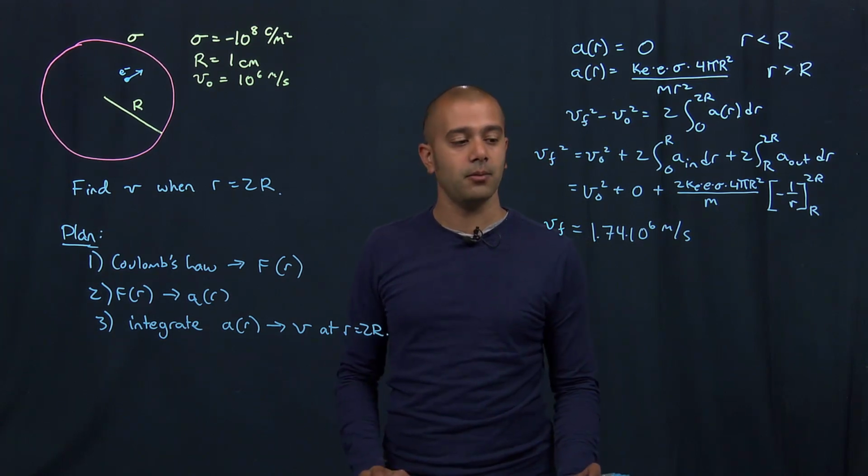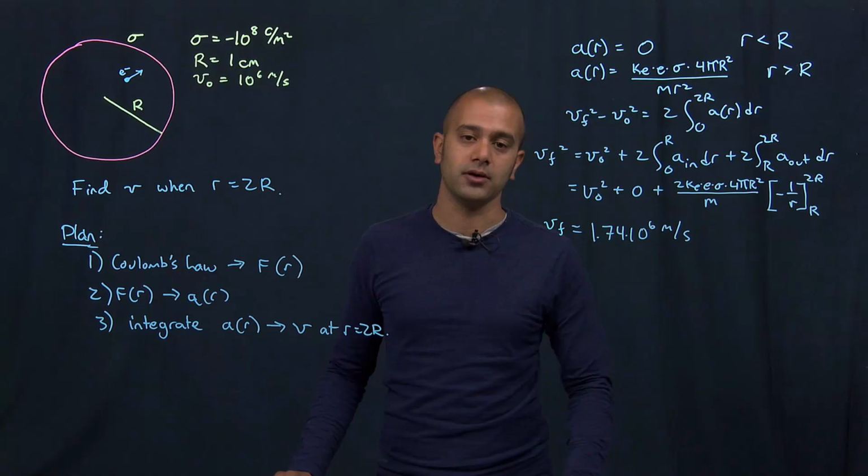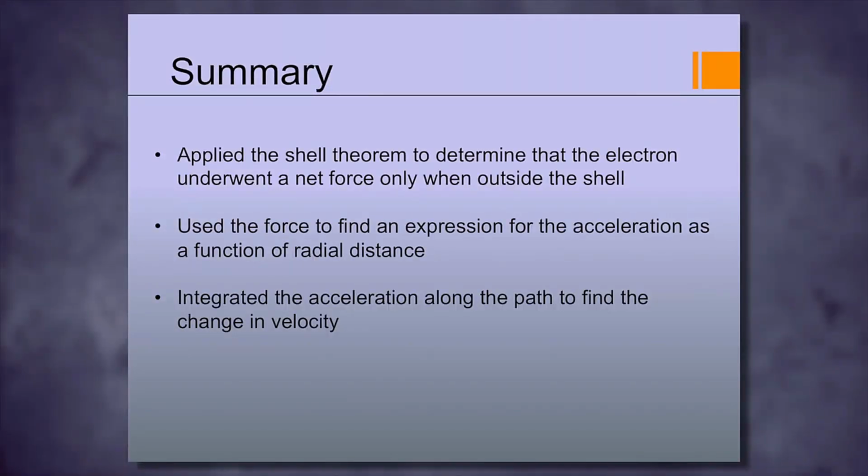So being able to recognize this is very useful because you can avoid doing a lot of unnecessary calculus and integrals. So let's go ahead and summarize what we've done here. In this problem, we were asked to find the final velocity of an electron as it accelerated through a charged shell. First, we applied the shell theorem to determine that the electron underwent a net force only when it was outside the shell. Then we used the force to find an expression for the acceleration as a function of radial distance. And finally, we integrated the acceleration along the path to find the change in velocity.